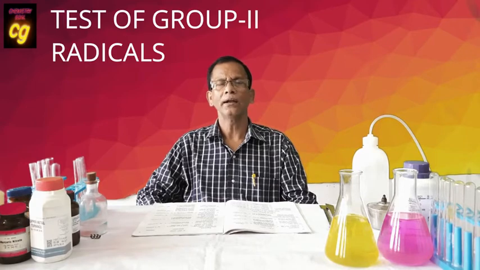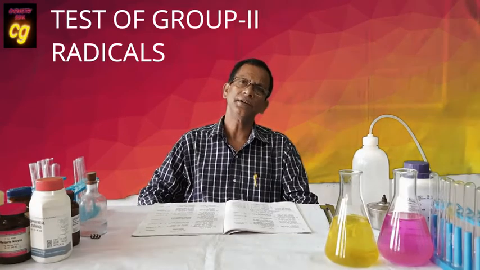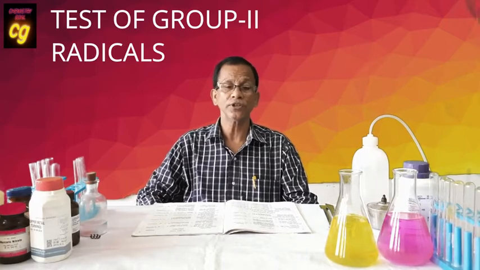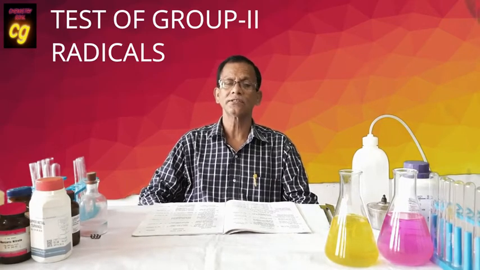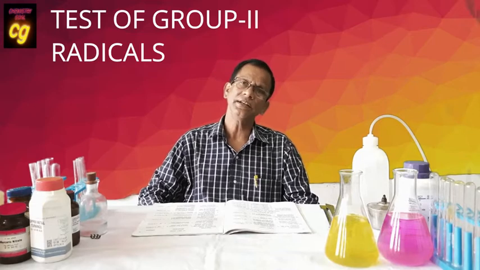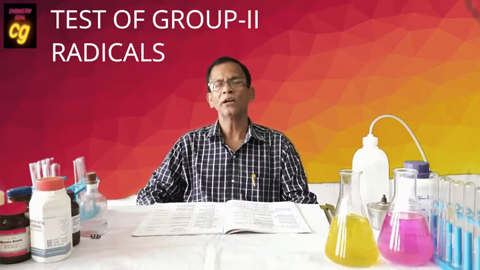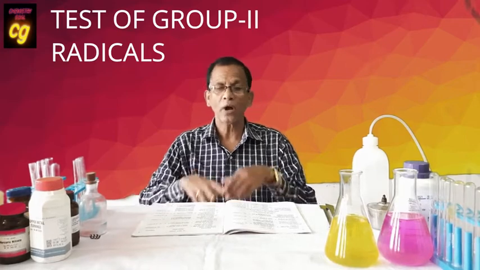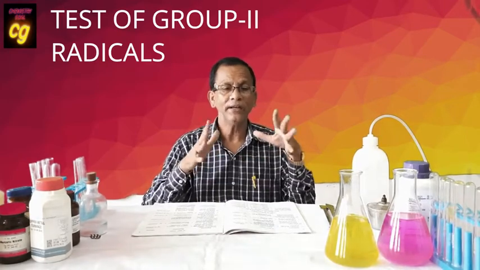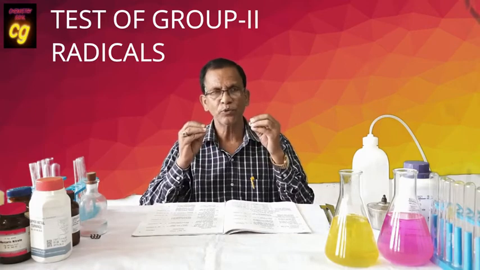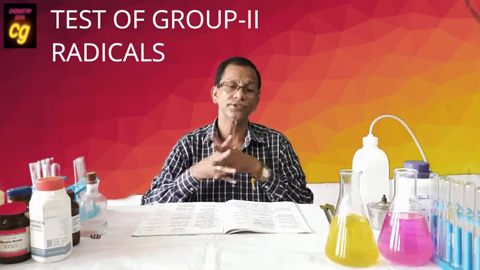We know group 2 radicals consist of Pb2+, Hg2+, copper 2+, bismuth 3+, arsenic 3+, antimony 3+, and tin 2+, Sn2+. These are called group 2 radicals. Out of these radicals, we will discuss some important radicals and their confirmatory tests.